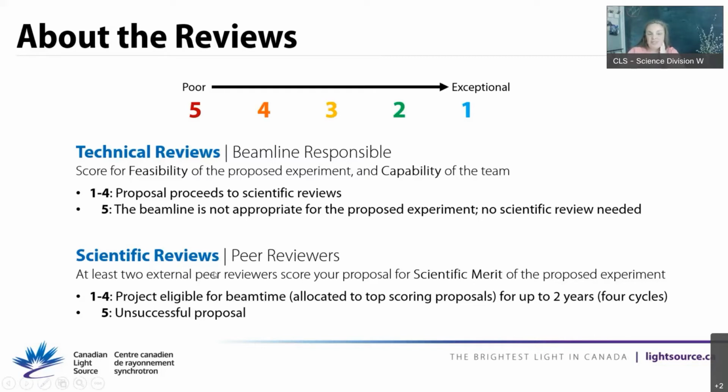The scientific reviews are, again, from 1 to 5. And there are at least 2 external peer review scores that you're going to get for your proposal. And then again, it's a 1 to 5 scale. So if you get a 5 in the technical reviews, we don't even go through with the scientific review because the experiment is not feasible. It's impossible or difficult enough to do on the beamline that it will not receive beam time. So we don't go through with the scientific reviews. And yeah, you would be contacted at that time.